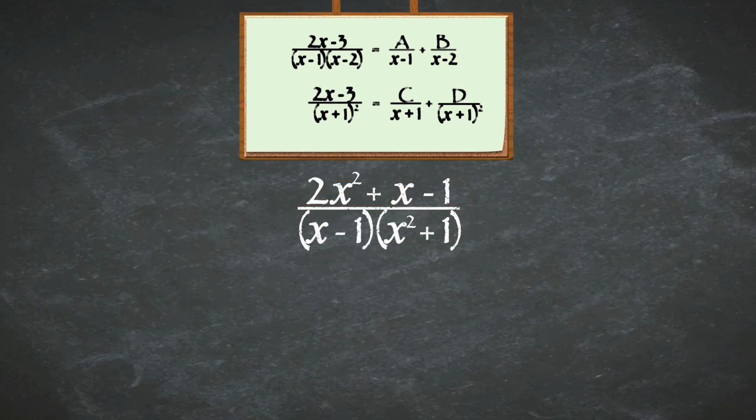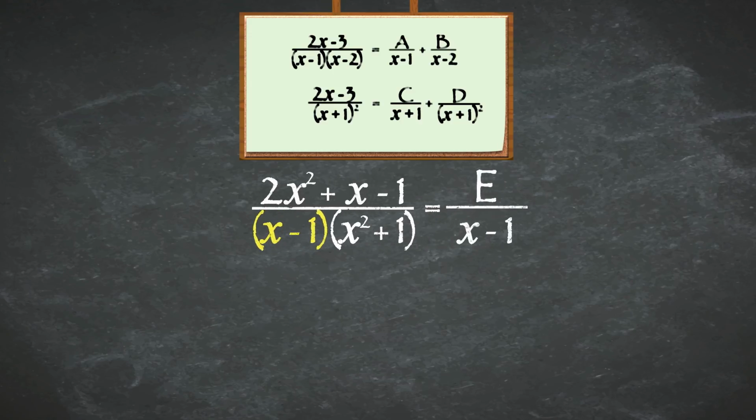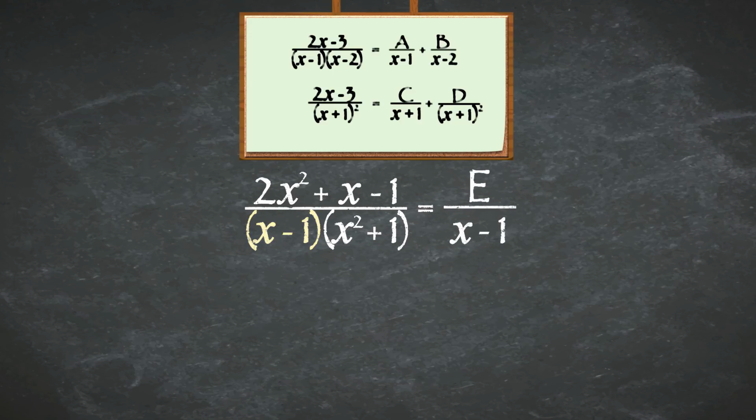Now, look at this fraction. What are its partial fractions? Well, its denominator has a linear factor x minus 1, so there will be this partial fraction. What about this quadratic factor? Let's see. Is it factorizable? No. Is it a repeated linear factor? Also no. So how can we find the other partial fraction?